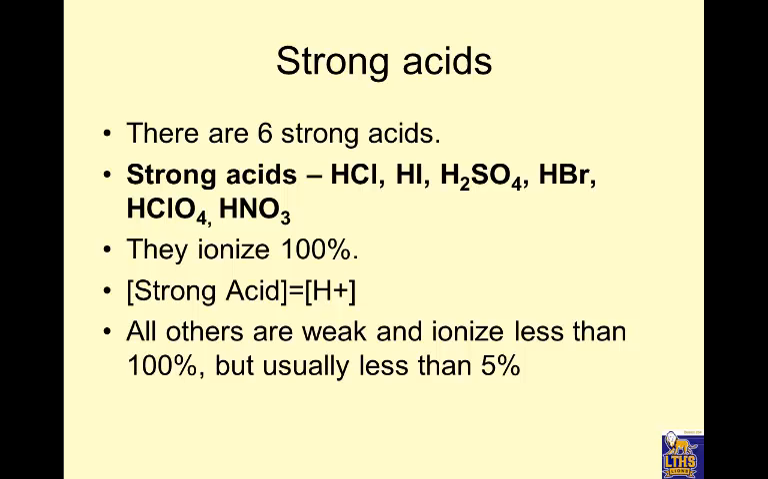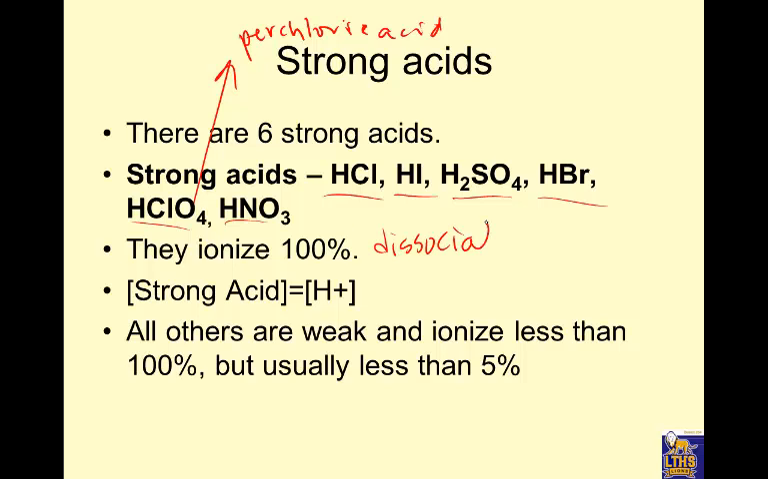All right, strong acids. There are 6 strong acids that you have to know. HCl, HI, H2SO4, HBr, HClO4, and HNO3. The only one you don't know the name of will be this one. This is perchloric acid. All right, perchloric acid. So what makes these acids strong is that they ionize 100%, which means they dissociate completely. They break up into ions of H plus and whatever minus, no matter what.